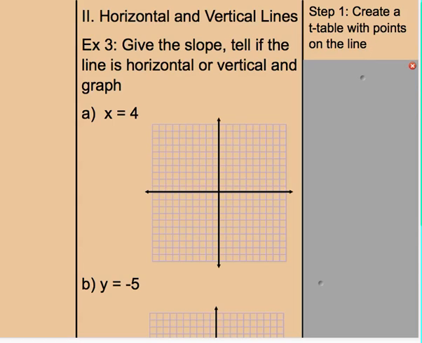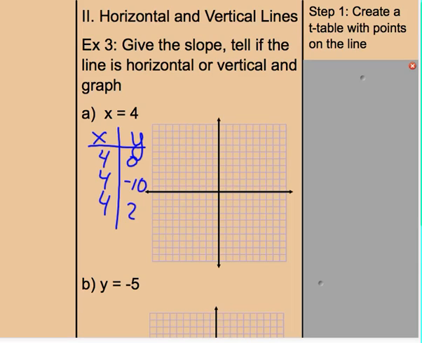One way, if you can't remember if x equals this horizontal or vertical, and if y equals this horizontal or vertical, create a t-table. You don't need to do this every time, but until you get used to it, not a bad idea. Now it says x equals 4. That is the only value you are allowed to put in for x. It doesn't say anything about y, so you can make up any values you want for y.